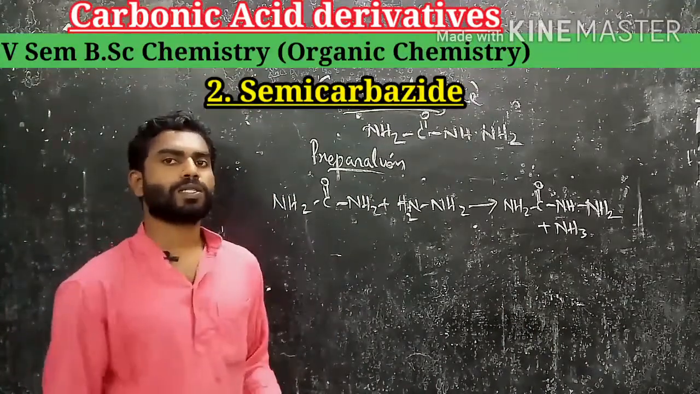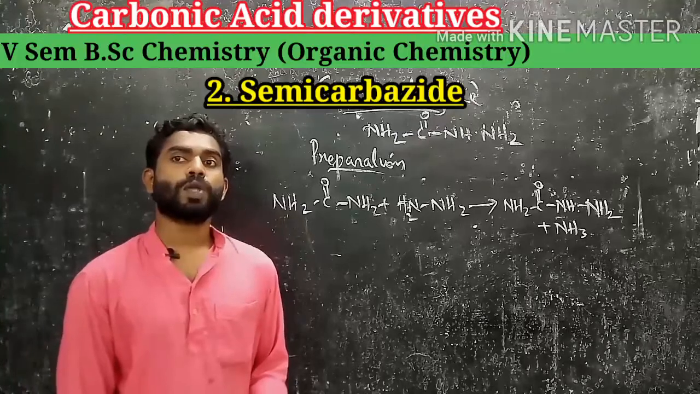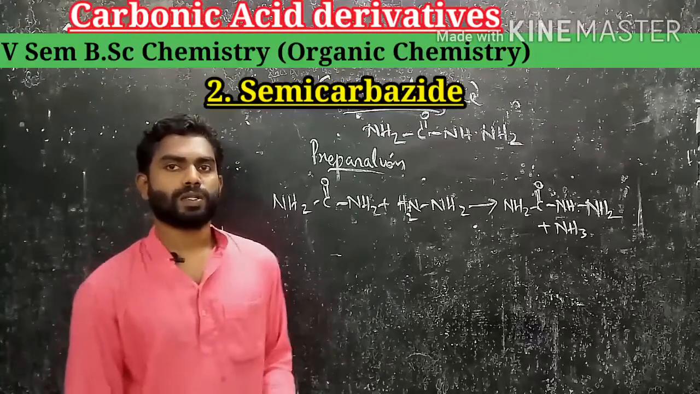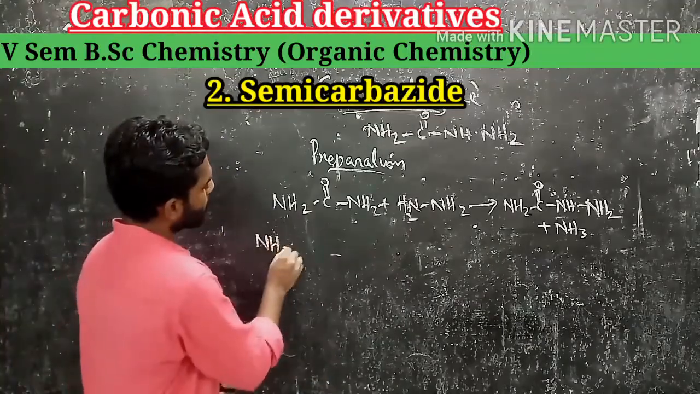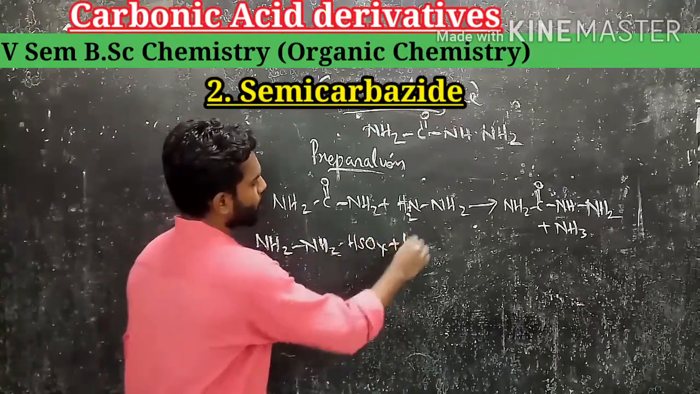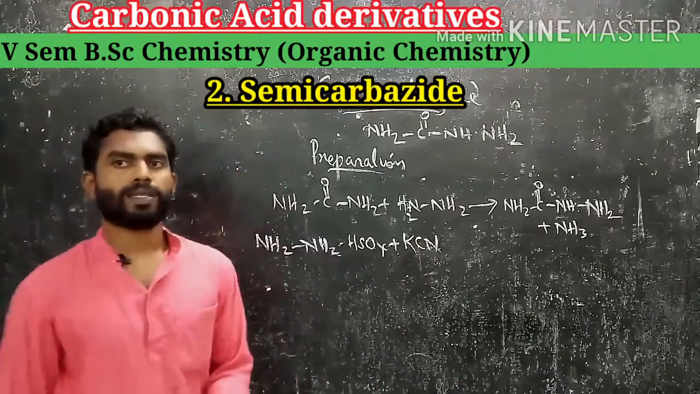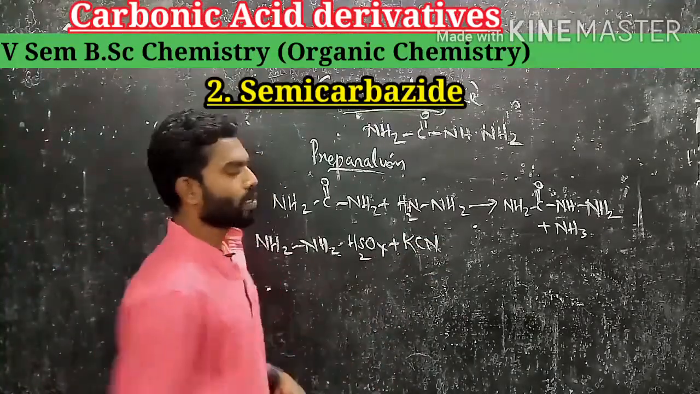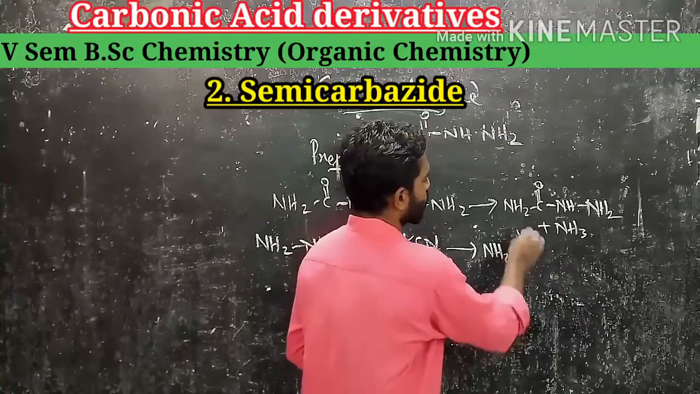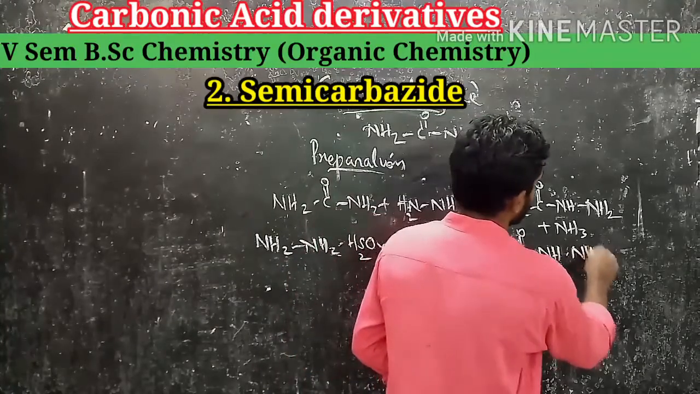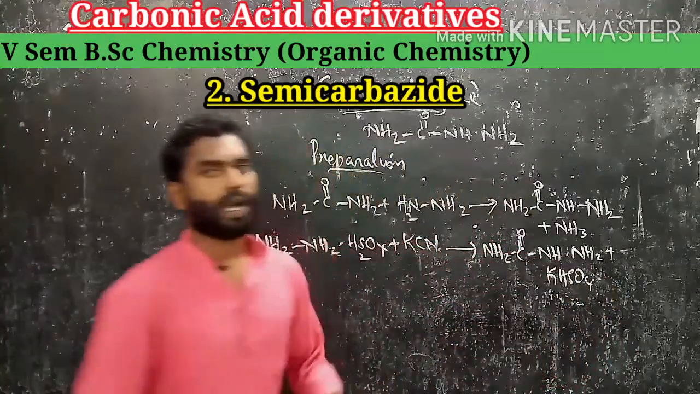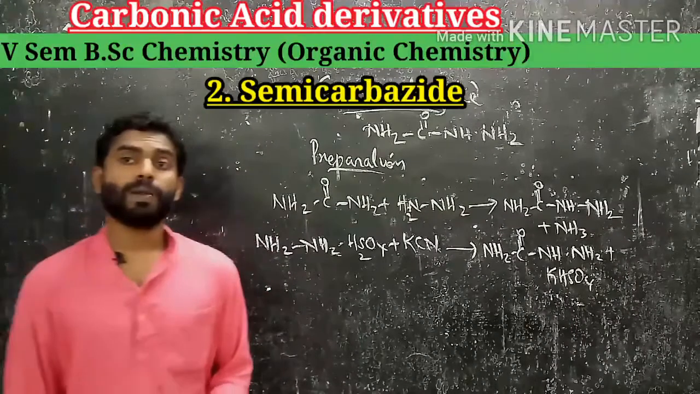Another preparation is hydrazine sulfate treated with potassium cyanide. NH2 NH2 H2SO4 treated with KCN, we will get NH2 CO NH NH2 plus KHSO4. So we will get semicarbazide.